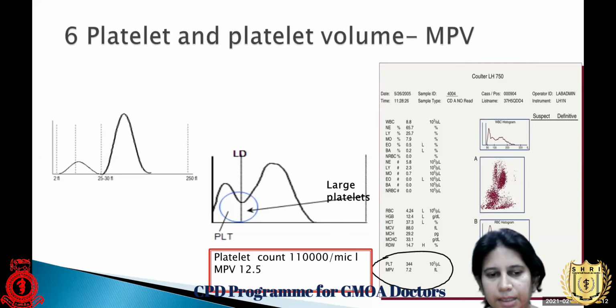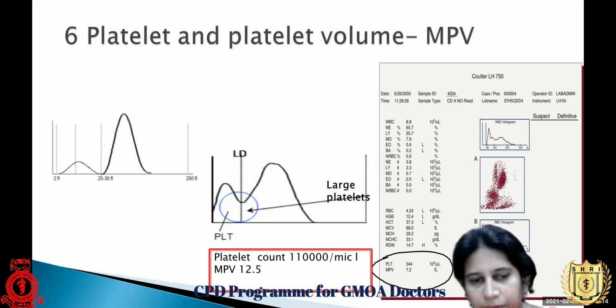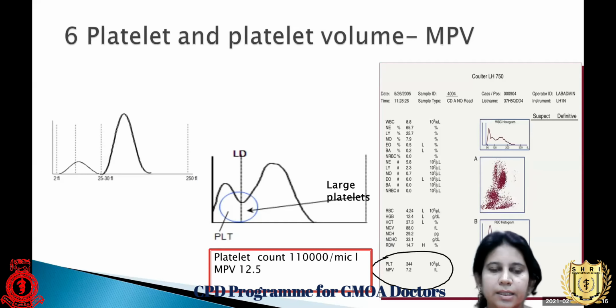As an example I have given here, if you get a report with a platelet count of 110,000 and your MPV when you check is 12.5, then you have to have some idea that your actual platelet count is around 120, 130, above this norm, above the documented value.